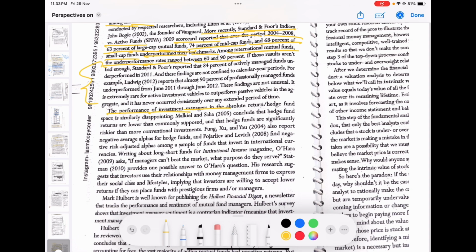The performance of investment managers in the absolute return or hedge fund space is similarly disappointing. Malkiel and Saha conclude that hedge fund returns are lower than commonly supposed.